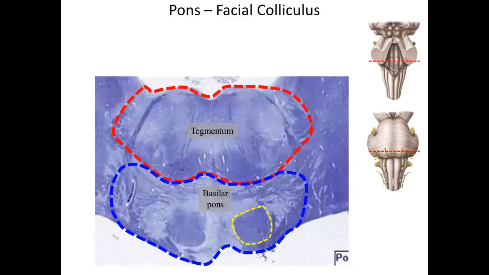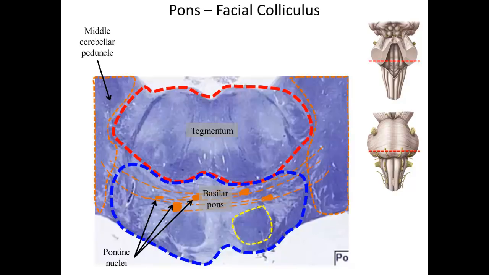Within the basilar pons, we have our descending corticospinal tracts and a bunch of small nuclei referred to as pontine nuclei. These nuclei give rise to transverse fibers, or pontocerebellar fibers, which cross midline and enter the cerebellum through the middle cerebellar peduncle. This is an important part of the cortico-pontocerebellar pathway.